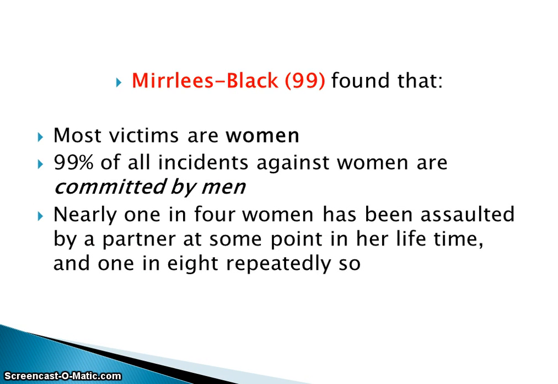So Mirrlees-Black in 1999 carried out a study and found that most victims of domestic violence are, not surprisingly, women. 99% of all these incidents were by men on women. So it's a very small percent, obviously, 1%, that are women on women violence. The majority of it is committed by men on women. Nearly 1 in 4 women have been assaulted by a partner at some point in their lifetime. That then increases to 1 in 8 on a regular basis. Looking at the Mirrlees-Black study here, we can see that it's quite gender biased. It is very much against women and very much by men.